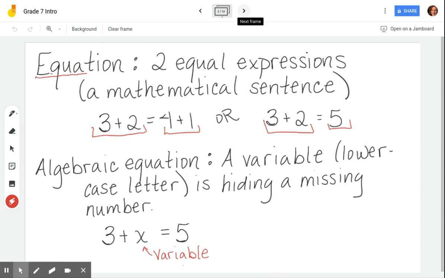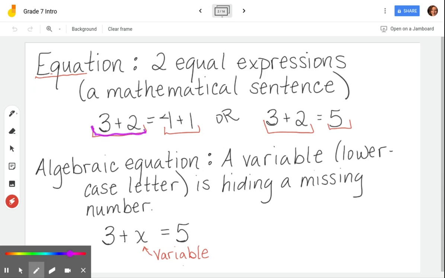An equation is when you have two equal expressions. An expression's just a math problem, but it's not finished yet. It's not solved. There's no equal sign. An equation is the completed problem. So an expression is like a phrase as you're building a sentence for writing, and then the equation is your complete sentence.